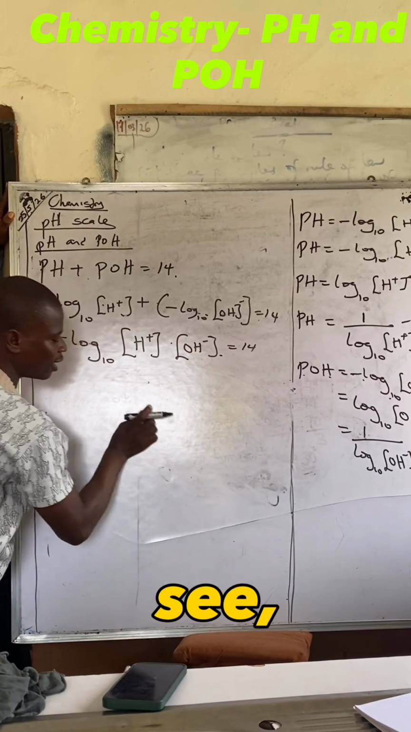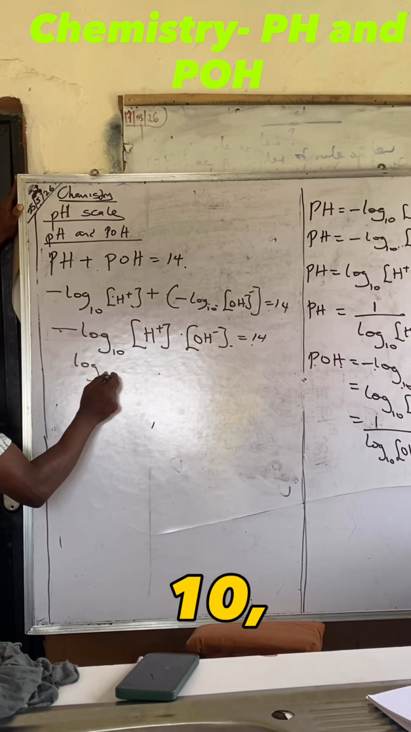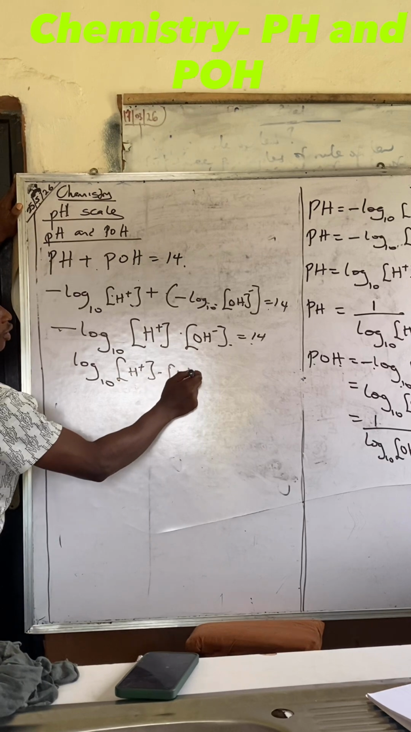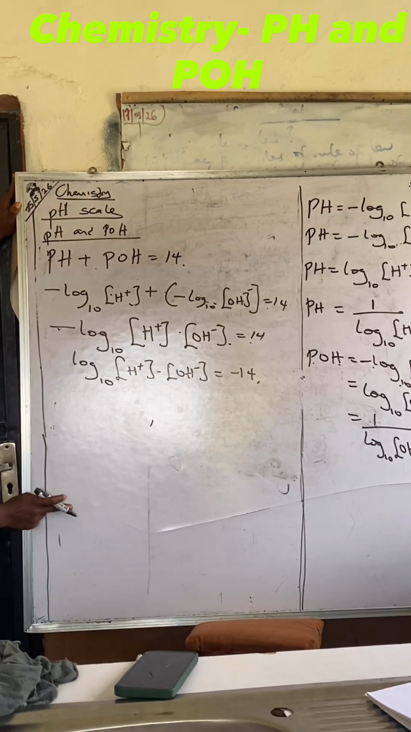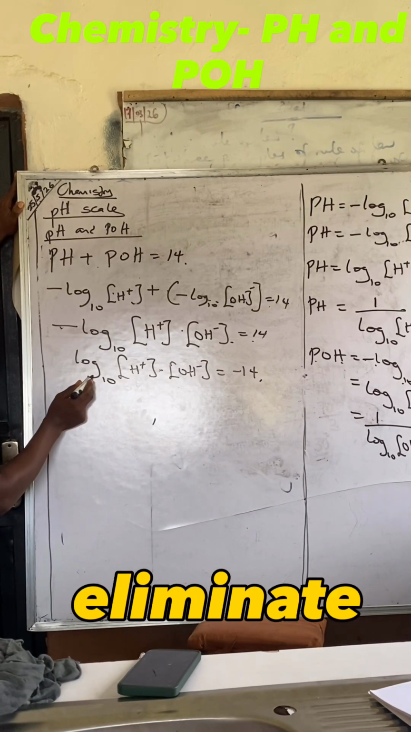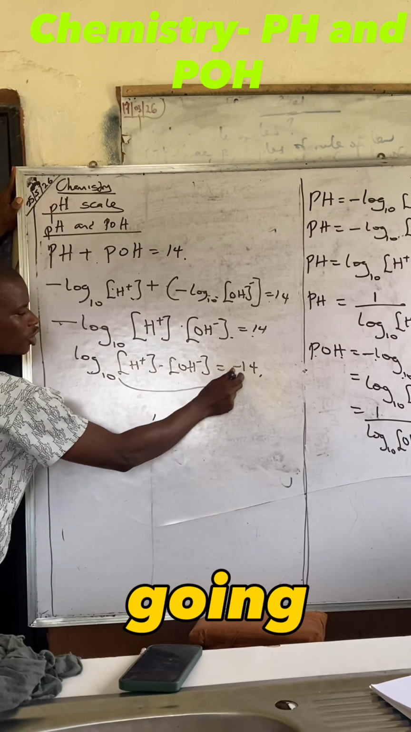So as you can see now, take this minus to the other side: log10 [H+][OH-] is equal to minus 14. At the end of the day, this log10 is going to the other side. You want to eliminate the logarithm. This side has a logarithm, this side does not. So this 10 is going to the other side.